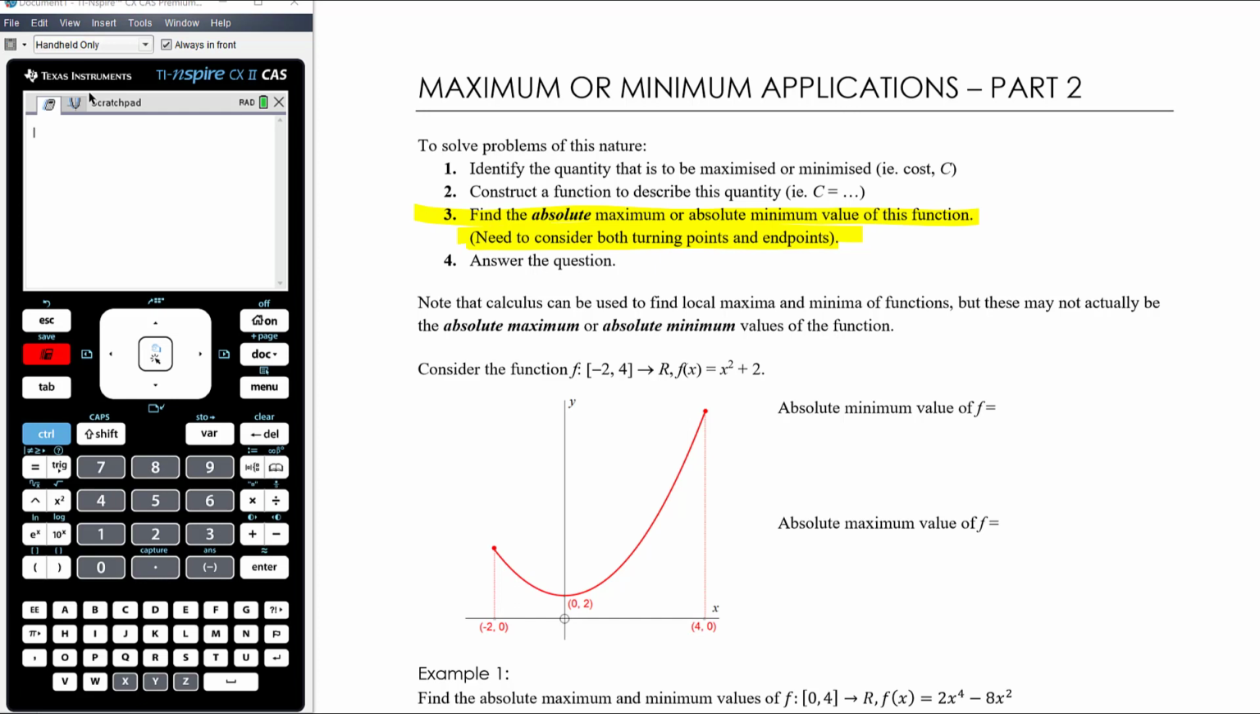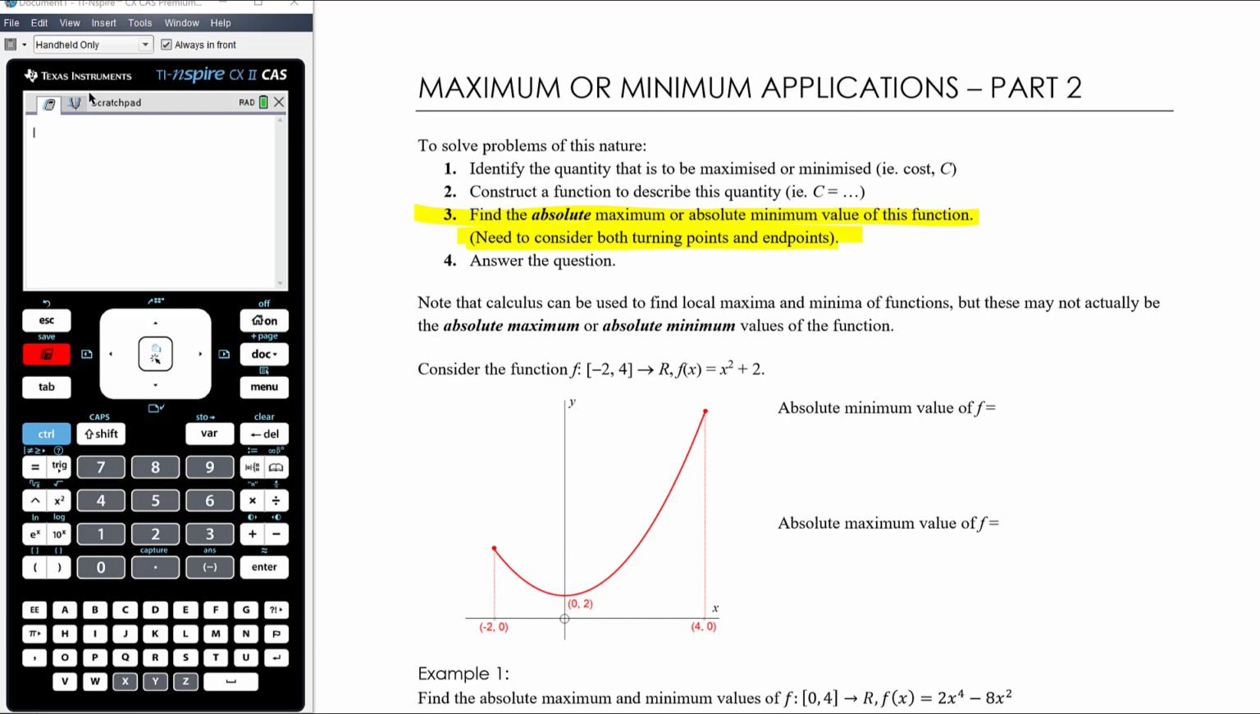The first thing is to identify the quantity to be maximised or minimised. The second step is to construct a function to describe that quantity. So remember, that's the hardest step. And the next step, the third step, is to find the maximum or minimum point on that function.